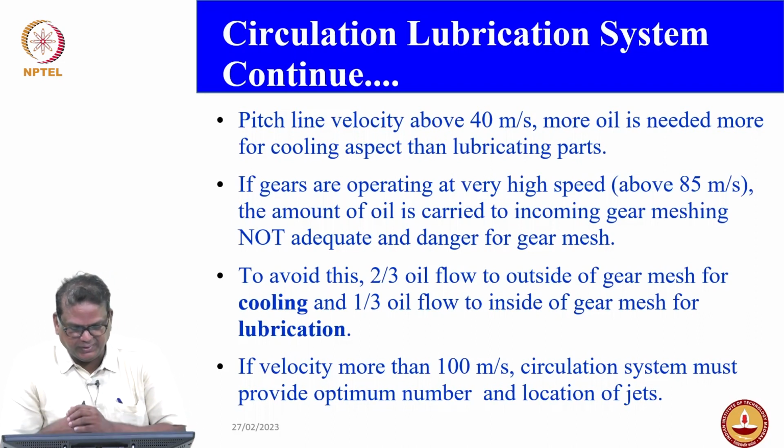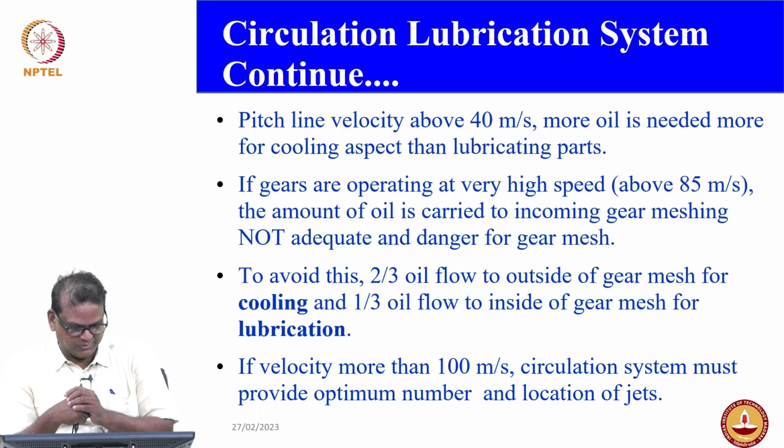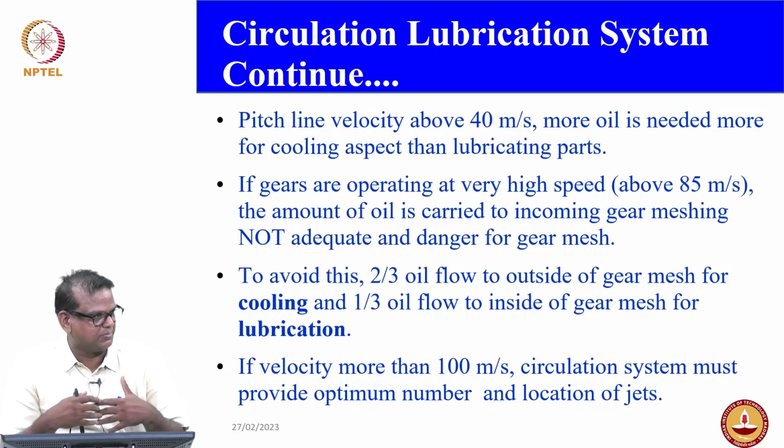If gears are operating at very high speed, above 85 meter per second, the amount of oil carried to the incoming gear mesh is not adequate, and there is danger of gear failure. So, in that case, to avoid this, 2/3 of the oil flows outside the gear mesh for the cooling aspect, and 1/3 alone inside for the lubrication aspect.